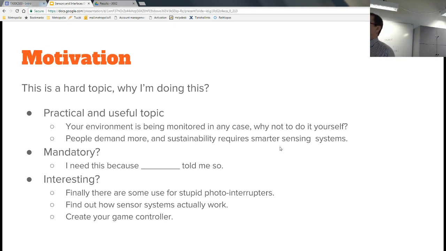For example, I think I have an example of where to use photo interrupters. It's also interesting to find out how sensor systems actually work. Yeah, it's fun to know things. Or if you are into games, how about making your own game controller instead of buying from eBay? Your own wouldn't probably work as nicely, but you made it.